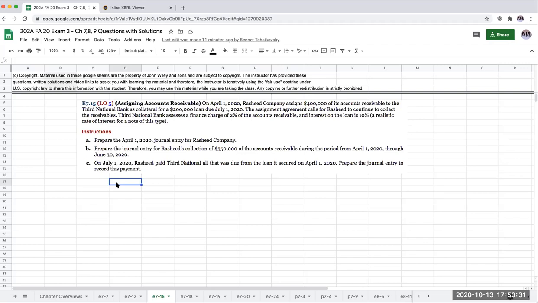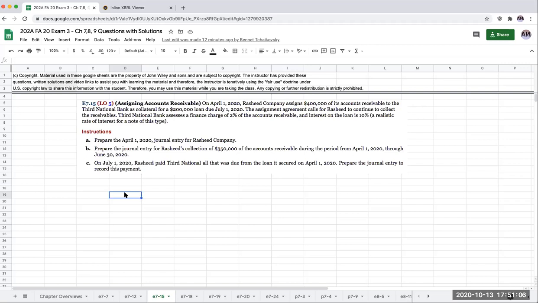So here we have on April 1st, Rashid assigns $400,000 of its accounts receivable to the Third National Bank as collateral for a $200,000 loan due July 1st, 2020. So it's a 3-month loan. The assignment calls for Rashid to continue to collect the receivables. Third National Bank assesses a finance charge of 2% of the accounts receivable, and interest on the loan is 10%, which is a realistic rate for a loan of this type.